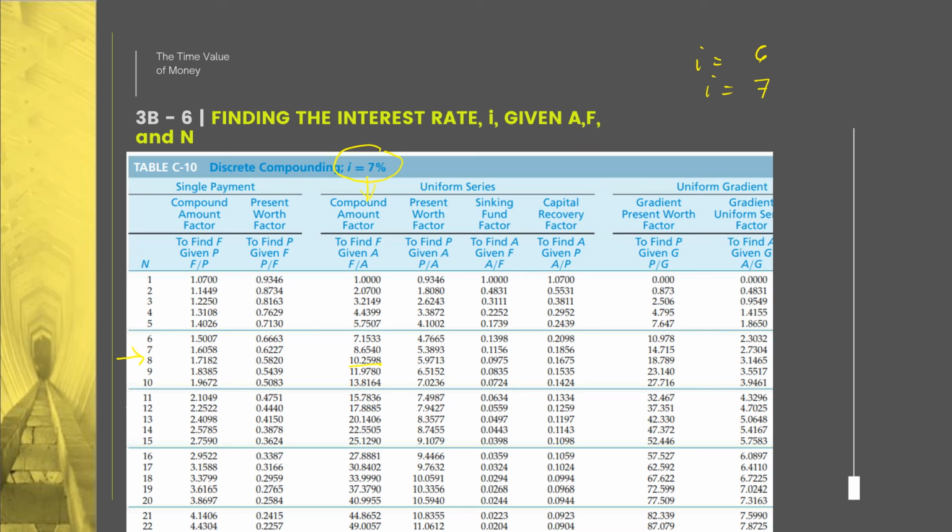For 6%, the value is less than 10, while for I equal to 7%, the value is greater than 10. So what should we do now? We are torn between two F over A factors, 9.8975 and 10.2598. Since we do not have exactly 10, we can use linear interpolation, as I mentioned earlier, to get the exact value that gives 10.